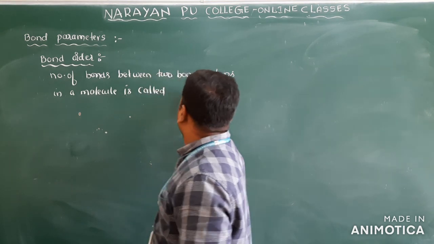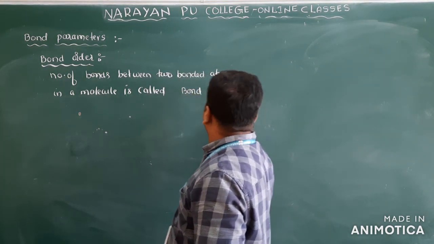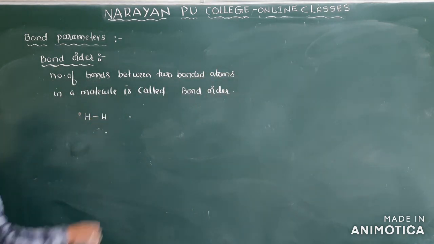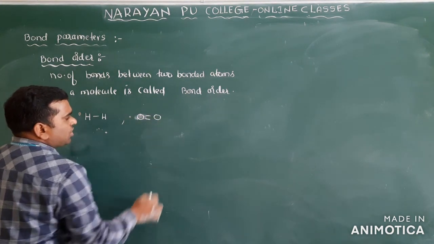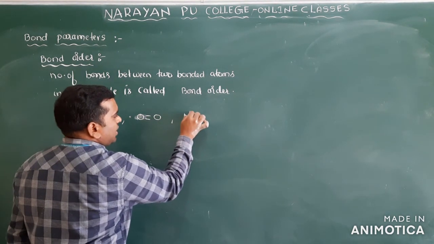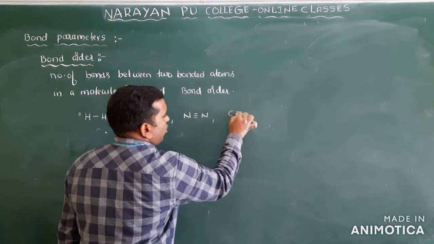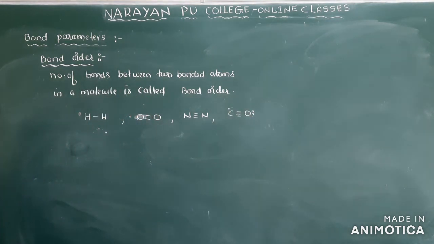Suppose I draw hydrogen and hydrogen, an H2 molecule, an N2 molecule, or an O2 molecule. Oxygen and oxygen. And nitrogen, how many bonds will be there between the nitrogen and nitrogen? 3. And in carbon monoxide, there will be 3 bonds. Clear?